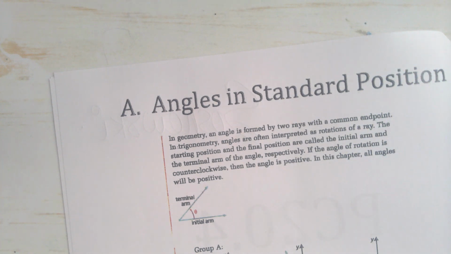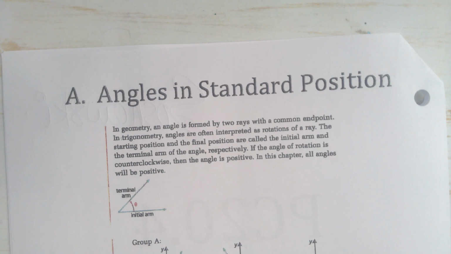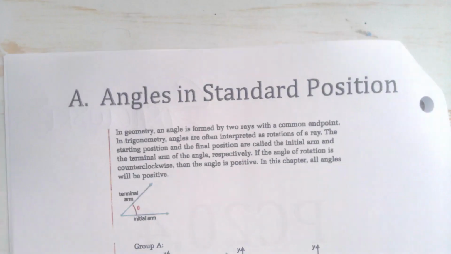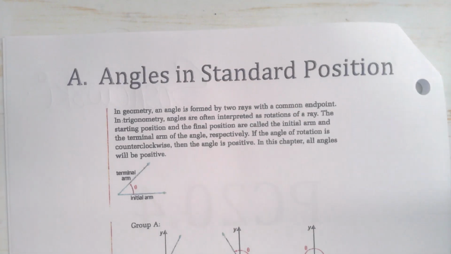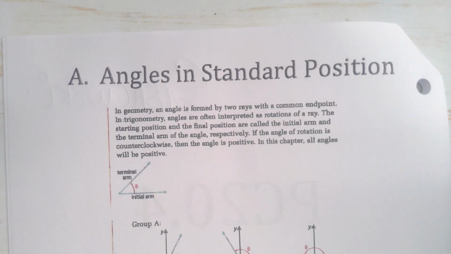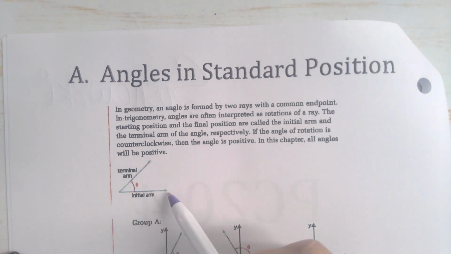All right, angles in standard position. So we are looking at first, in geometry, an angle is formed by two rays with a common endpoint. We should know that, right? Now, we haven't really named them other than they're just an angle. So we're going to name the sides of that angle. So we have our two rays here.